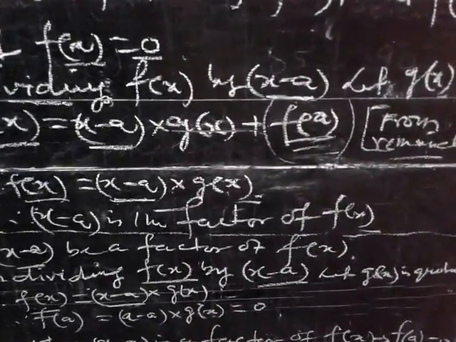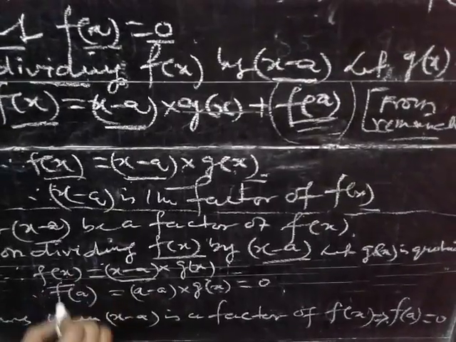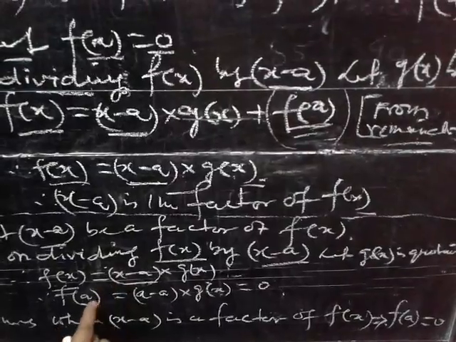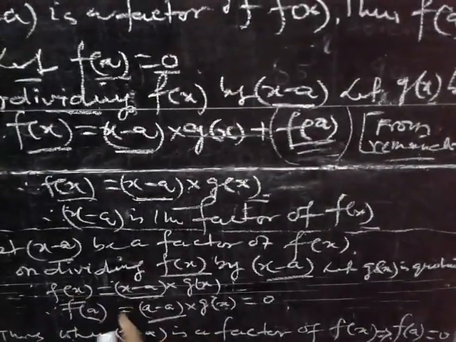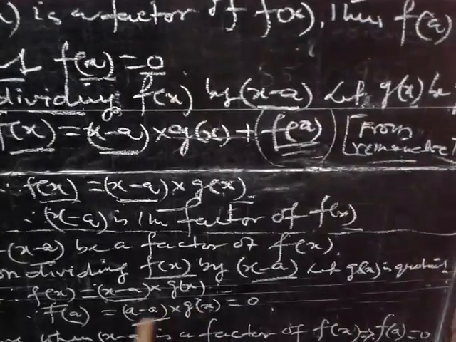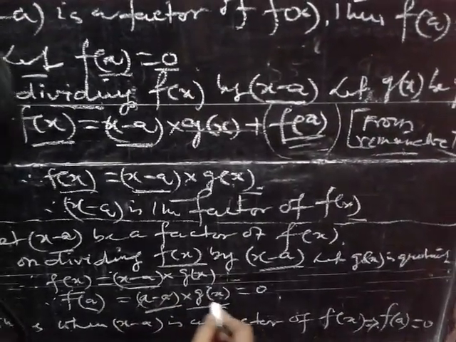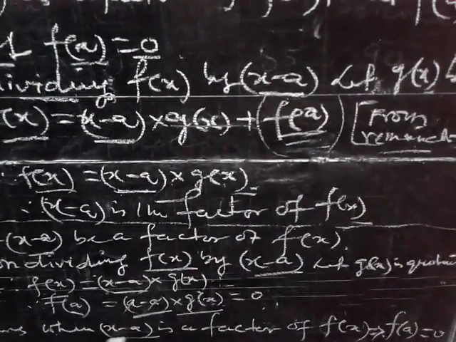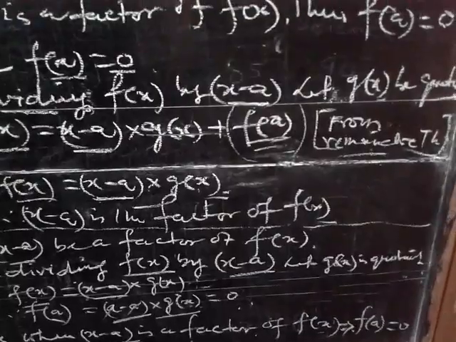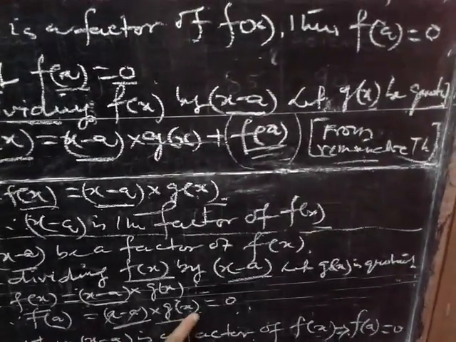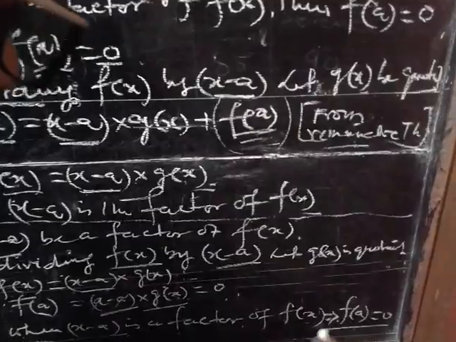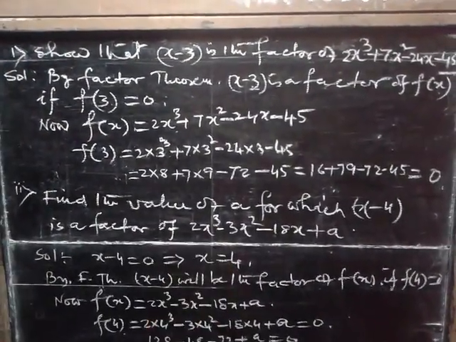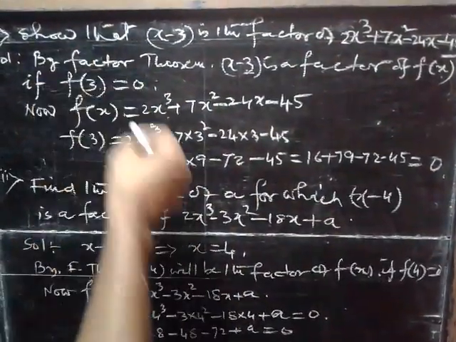So you can just put a instead of x. Here substitute x equal to a, then we get (a minus a) into g(x), that is cut off to 0, so f(a) equal to 0. So when x minus a is a factor of f(x), then definitely f(a) will be 0, that is, the remainder will be 0. Now come to some problems using that theorem, then you could understand better.